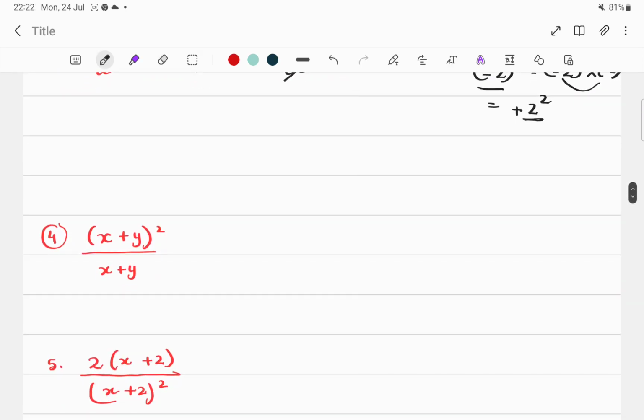Next is, now instead of a single variable or a single number's square like this, we have an expression's square.